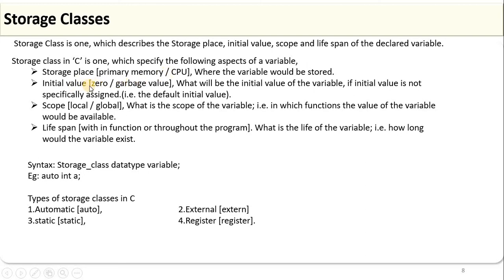Then initial value, it can be either 0 or a garbage value. What will be the initial value of a variable if the initial value is not specifically assigned? It could be a 0 or it could be a garbage value, depending upon the storage classes. Based upon these parameters, we are trying to categorize the storage classes. Scope, it could be a local or a global.